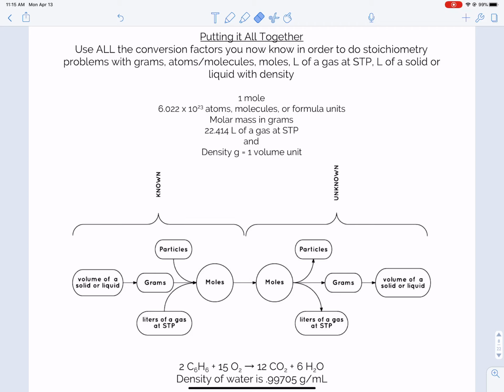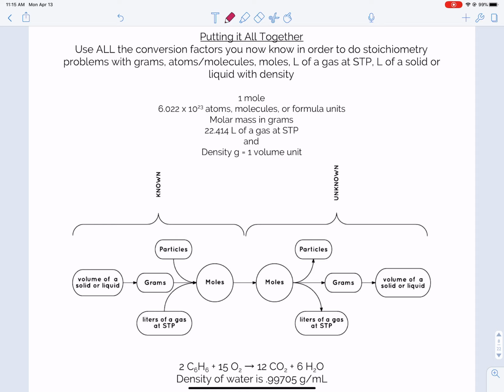Okay, so today's video is the fourth video in our unit on stoichiometry. And you can see by the title, it's called Putting It All Together. And it's basically using all of the conversion factors that we learned in chapter 10 with the stoichiometry concepts that we have learned in this chapter.